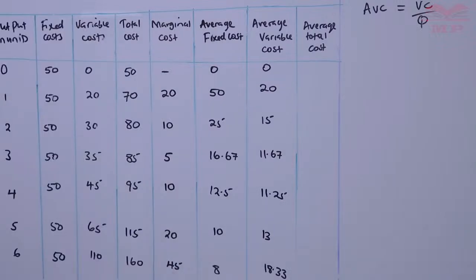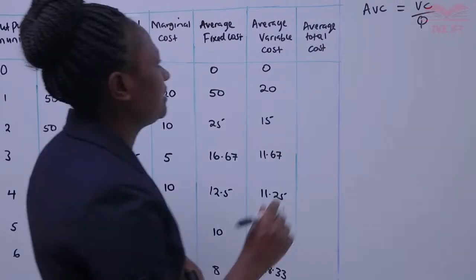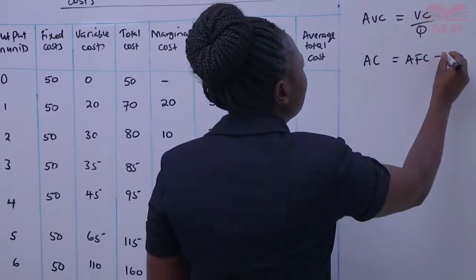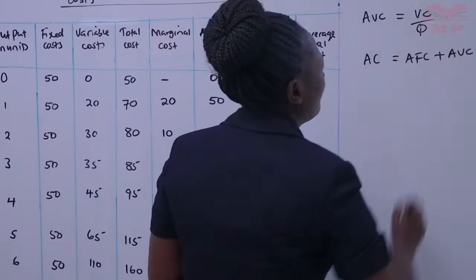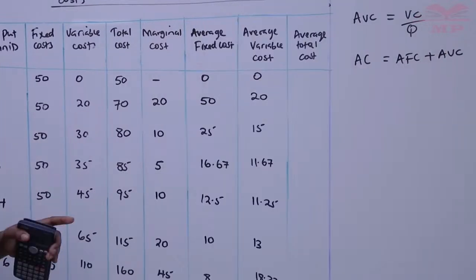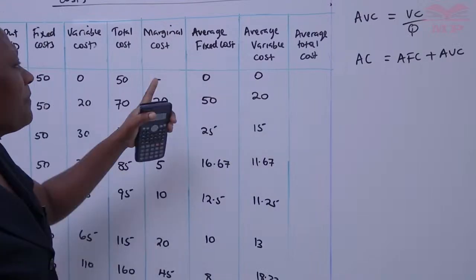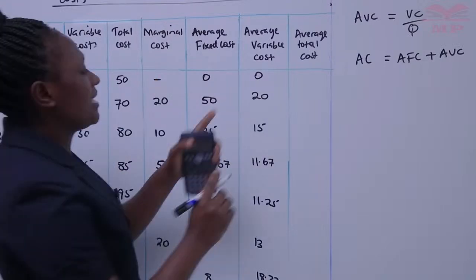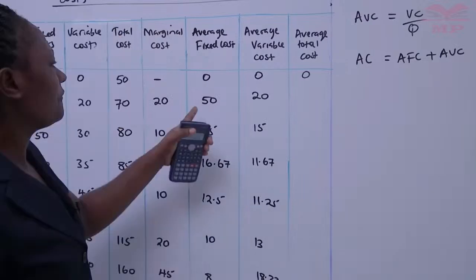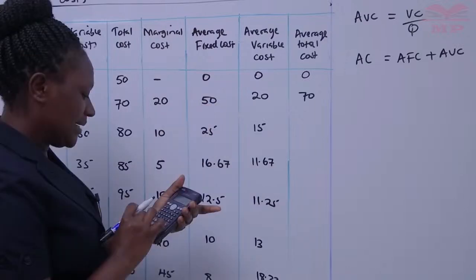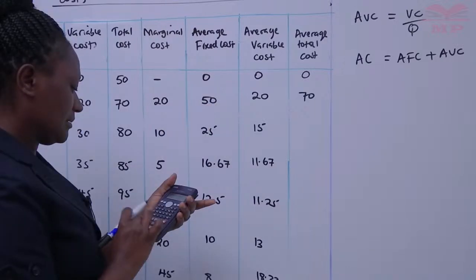Then lastly, how do we calculate average total cost? We say that average cost or average total cost equals average fixed cost plus average variable cost. Since we've already calculated the average fixed cost and the average variable cost, we simply sum these together. So we'll have 0 plus 0, which will give us 0. 50 plus 20 will give us 70. 25 plus 15, this is 40.